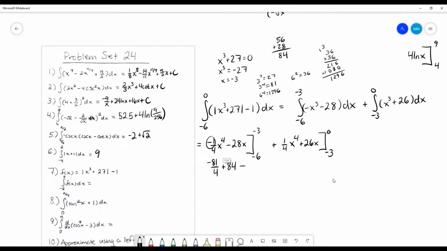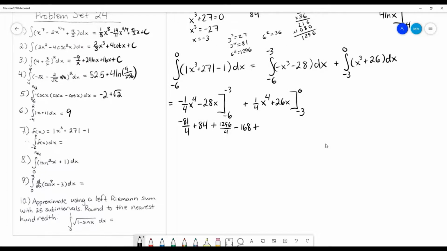Then minus a negative is plus. That's going to be that, which we can definitely reduce a little bit, but I won't worry about it right now. And that turns into a plus, but we're subtracting 28 times 6. That's going to be double that 84, so it's going to be 168. Like I said, pretty big numbers here. And then plus, we evaluate this, obviously plugging in a 0, that's all 0.